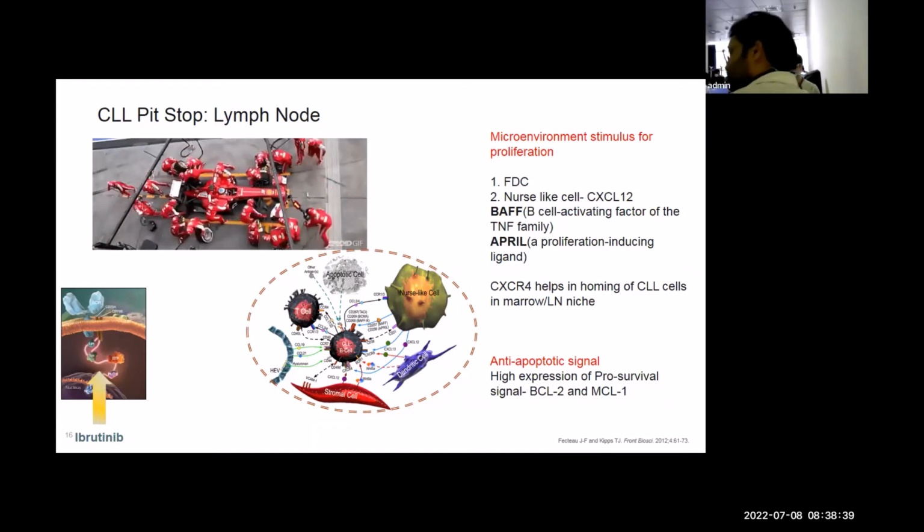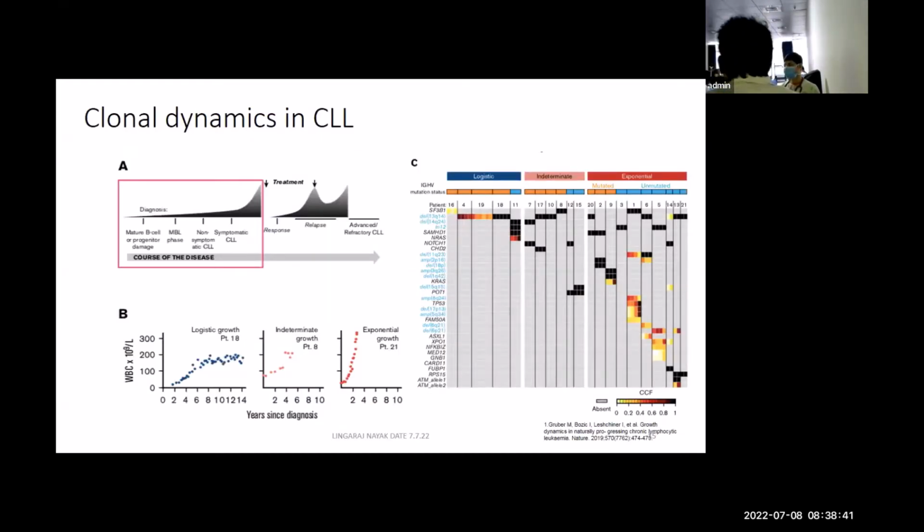So 13q will be mutated and there will be a gradual growth and there may be flattening. So we have to be patient. You should not jump into that and say, okay, this patient is progressing, I do something. So that's how the disease biology depends on what mutation they carry.